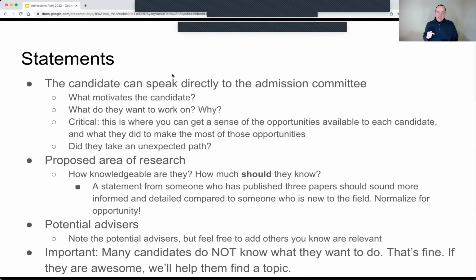So here are the things that we want to understand when we read your application. What motivates the candidate? What do they want to work on and why? And then critical, we want to get a sense of the opportunities that each candidate has had and what they did to make the most of those opportunities, right? So this is where we get that idea of opportunity and achievement, right? We're looking to see what you've done.